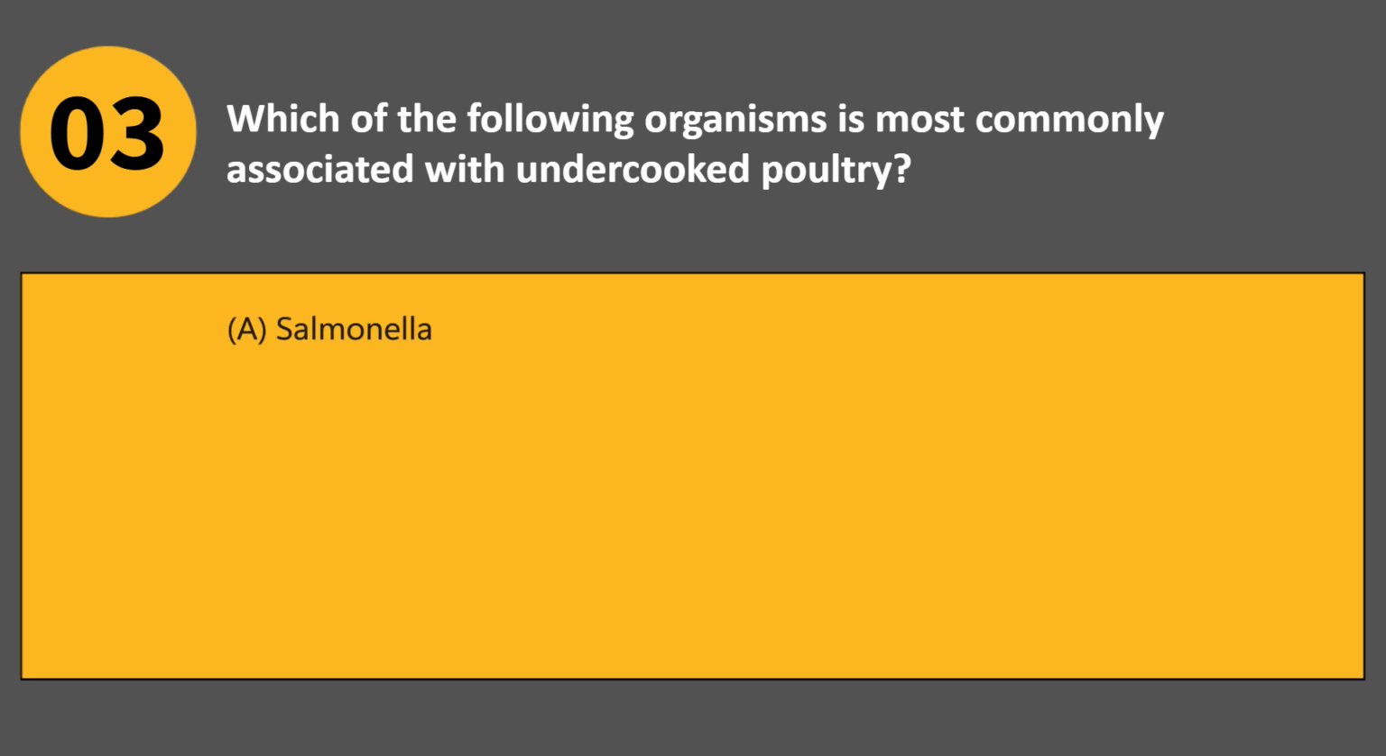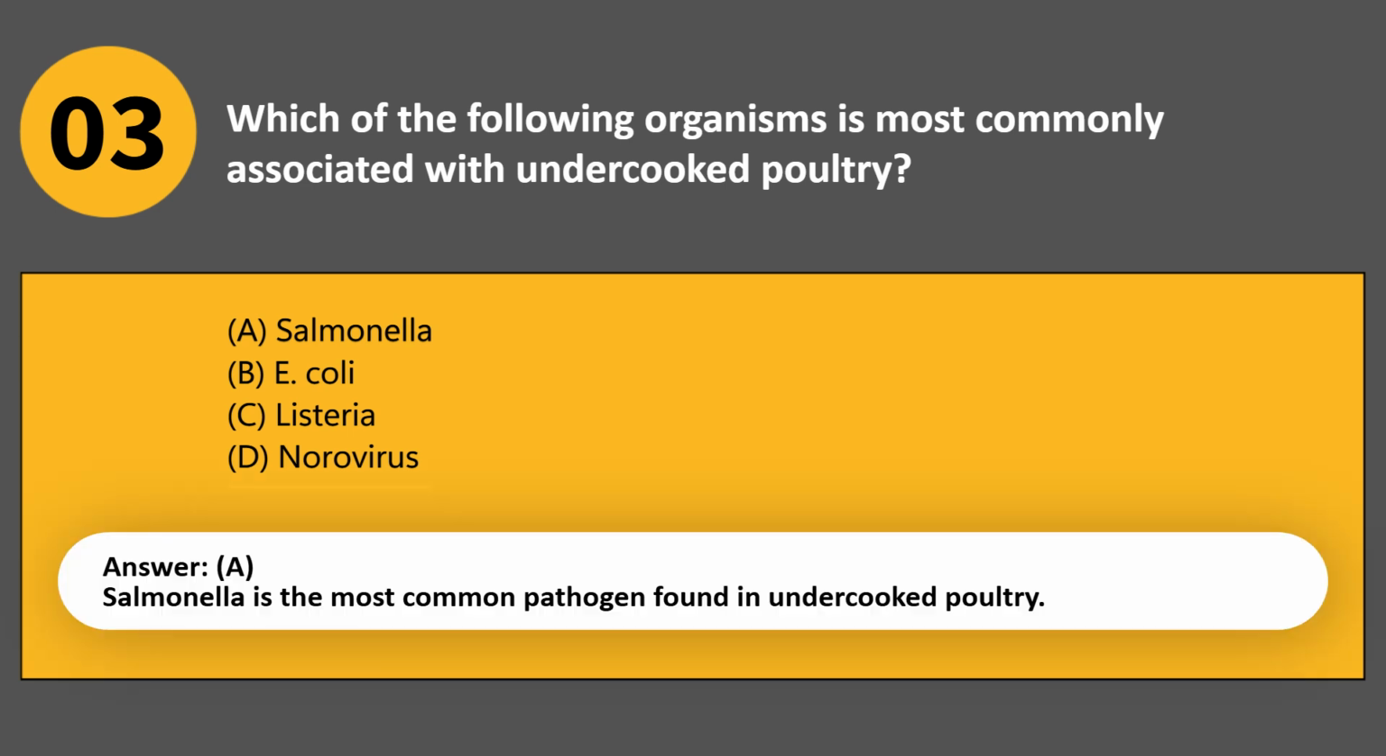Which of the following organisms is most commonly associated with undercooked poultry? A. Salmonella. B. E. coli. C. Listeria. D. Norovirus. Answer, A. Salmonella is the most common pathogen found in undercooked poultry.